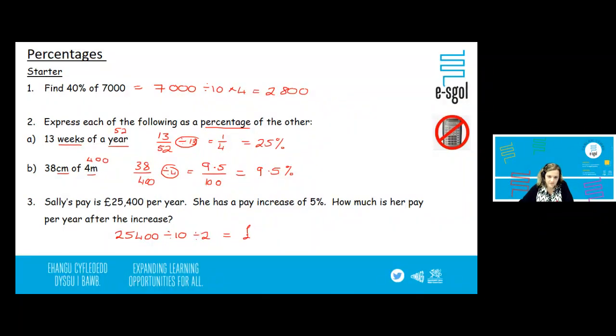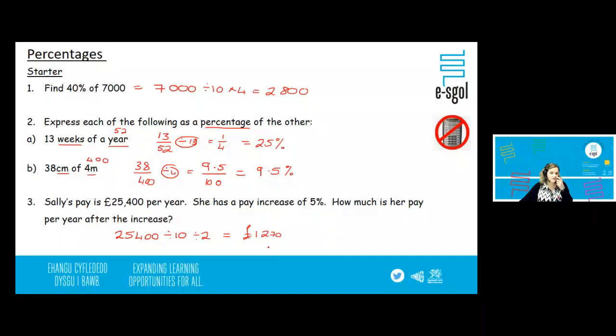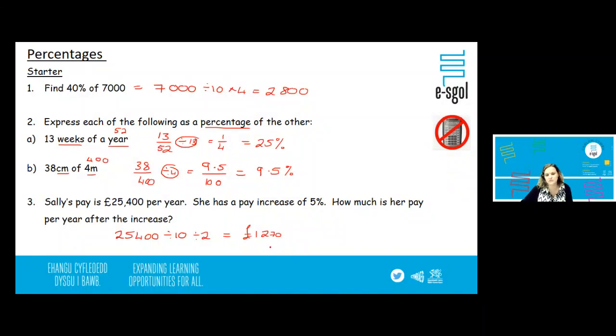That will give us then 1,270. Now that is not the answer to the question. That is how much money her pay is increasing by, but the question is how much is now her new pay. So because it's a pay increase, we're going to add that on to the original amount. So we're writing down our methods. So 1,270 is being added on, giving us then an overall answer of 26,670 there.